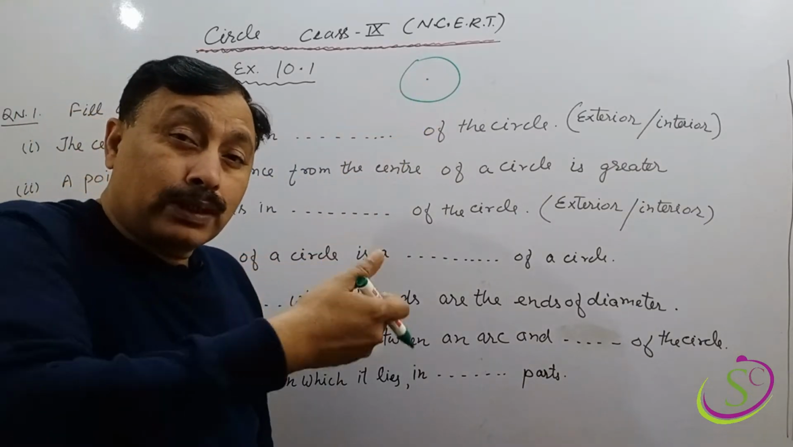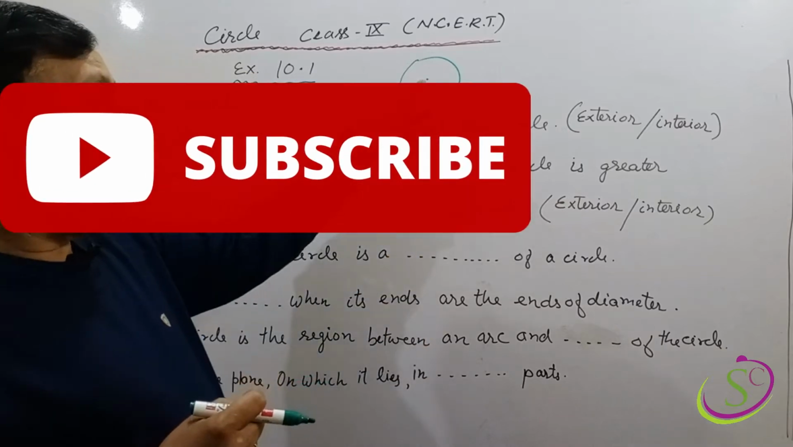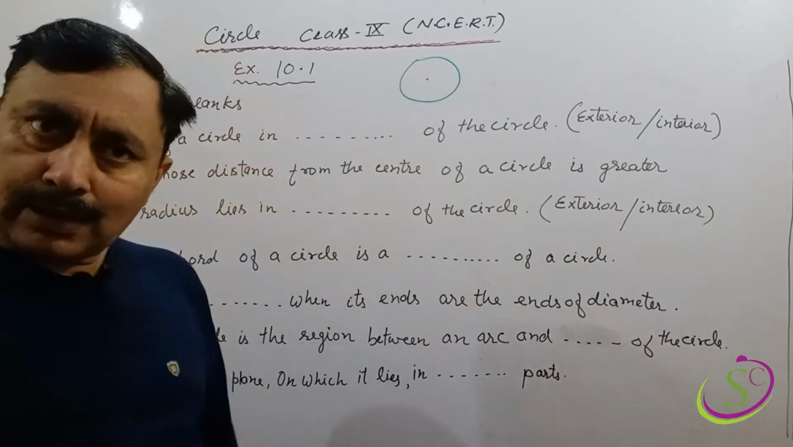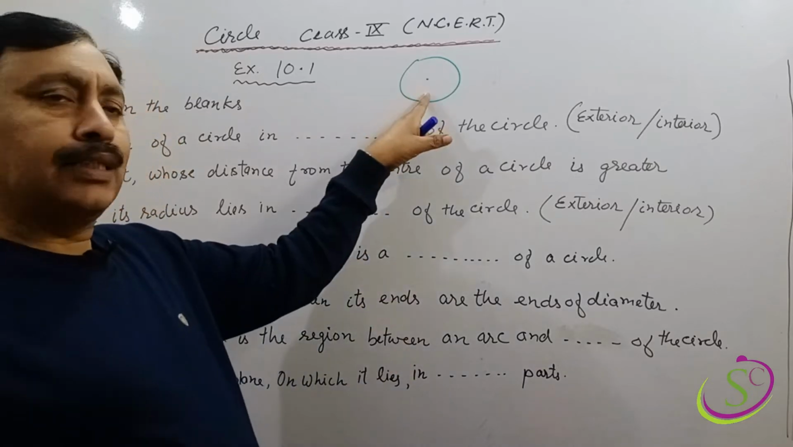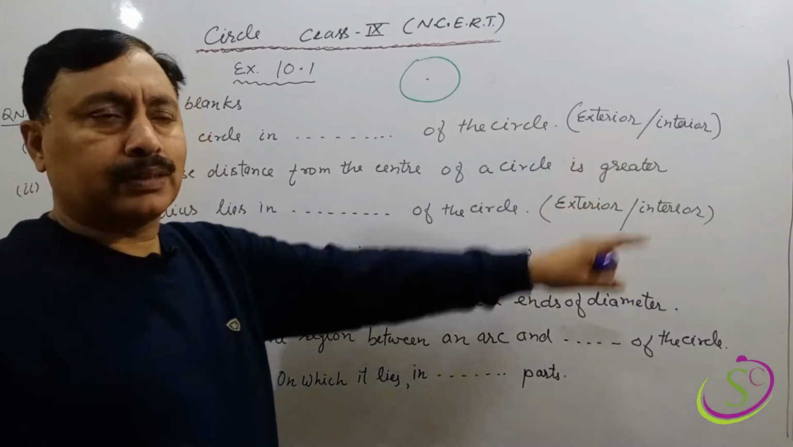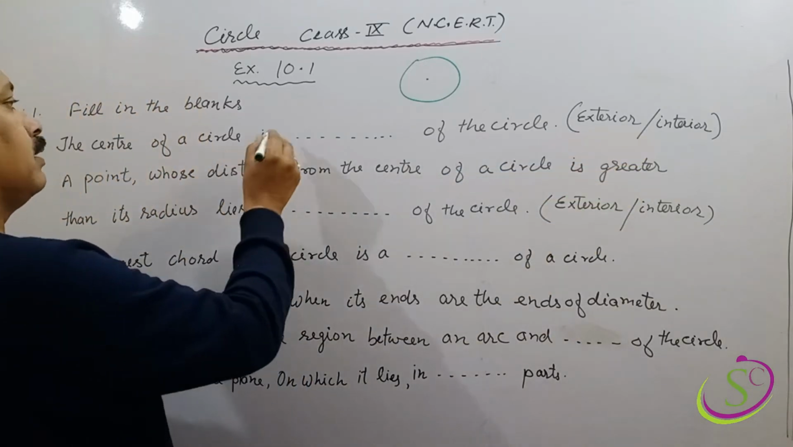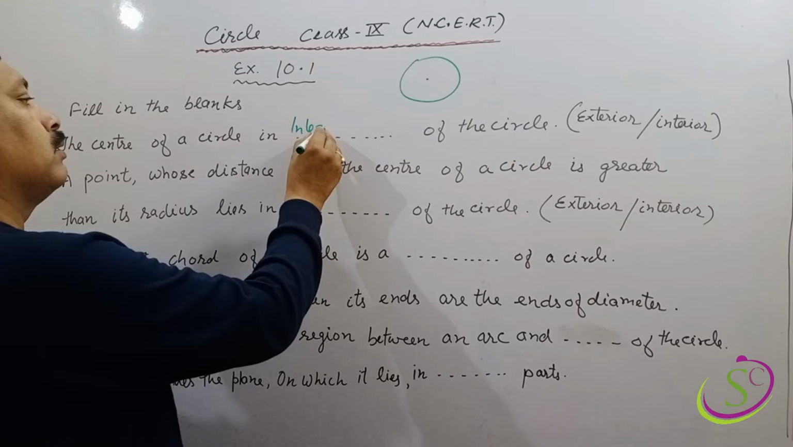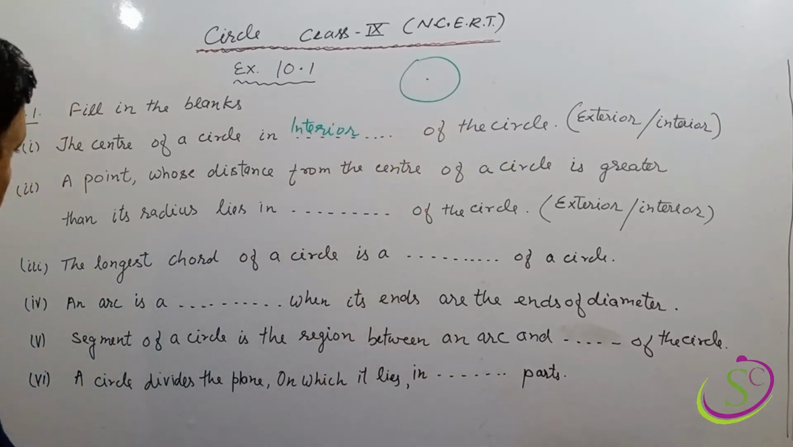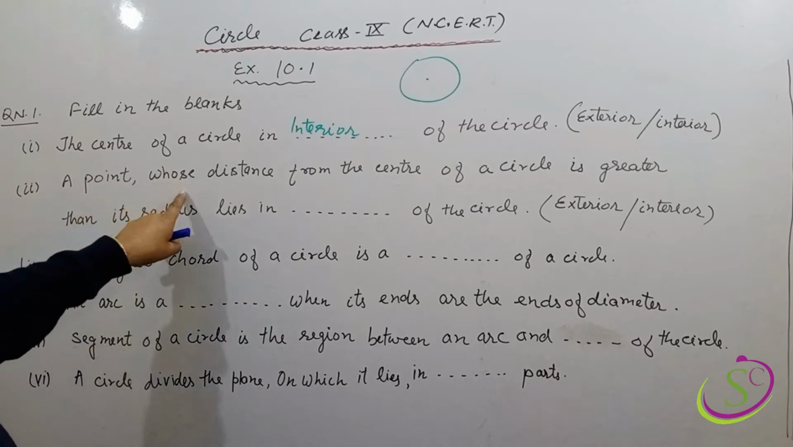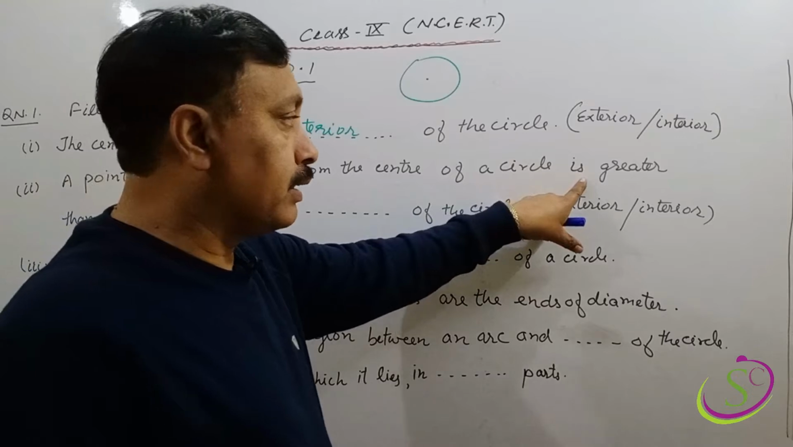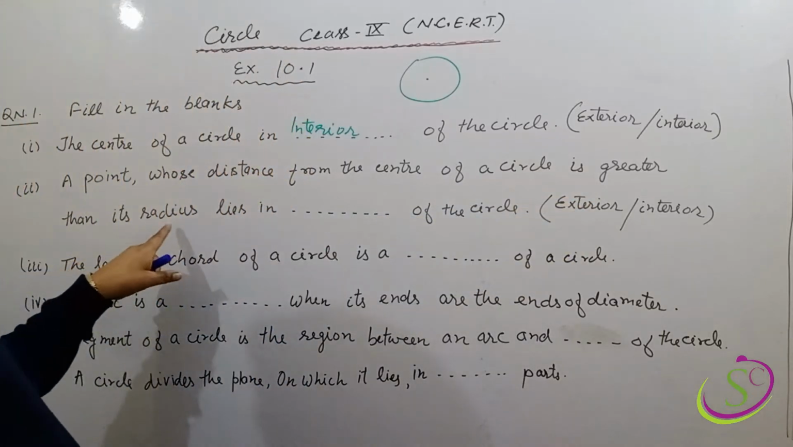What can you say, is the center of the circle inside the circle or outside the circle? Obviously the center is inside the circle, meaning the interior of the circle. So we have to write here interior of the circle. Clear?